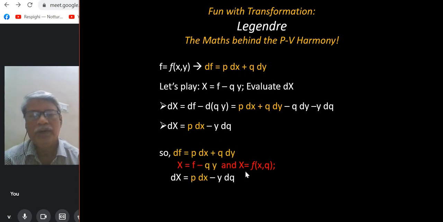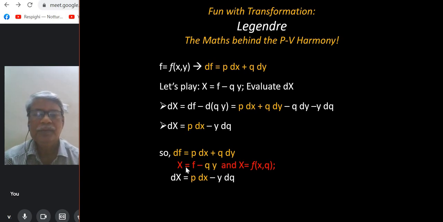So we have got a new function of x and q, and the definition goes like f minus qy, and the total differential is p dx. So p dx is as such there from the original differential df, but for q dy, here is the trick, if you see carefully, just a flip over game is there. y comes here, q goes there. So q dy becomes y dq, and plus becomes minus.